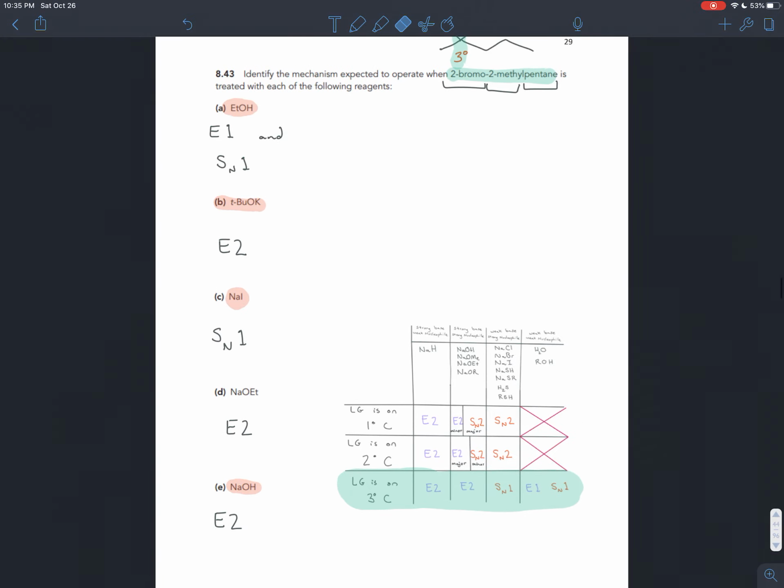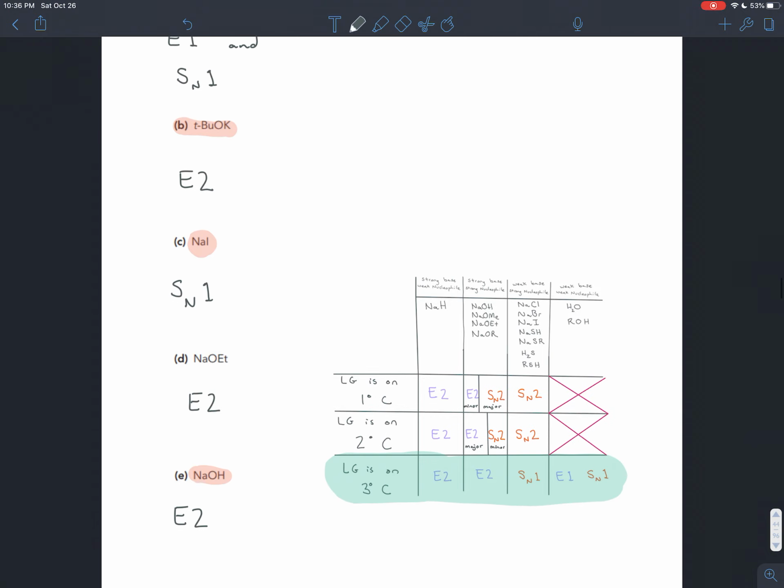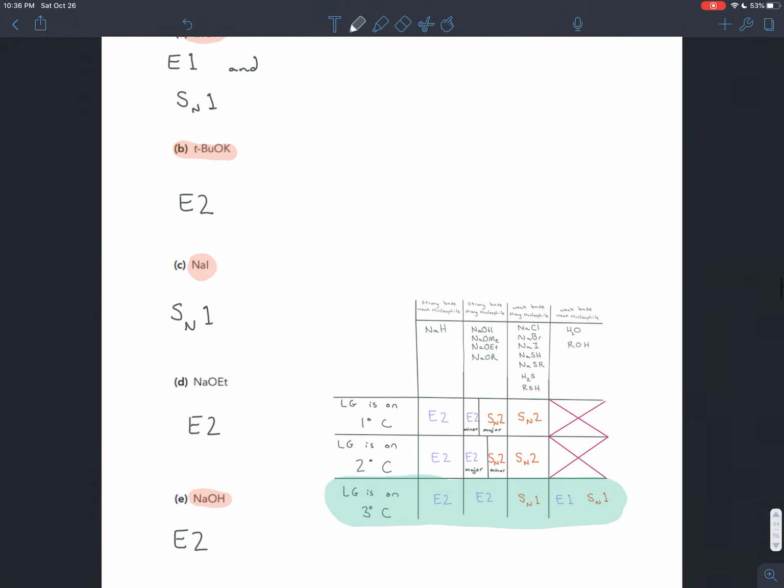All right, so this is our last exercise. This and the previous two were all just getting us used to using this table. In the next exercise, we're going to use this table to identify the mechanisms, but then we're going to use the mechanisms and our knowledge of them to draw the products. A powerful step in being able to synthesize any compound we want.